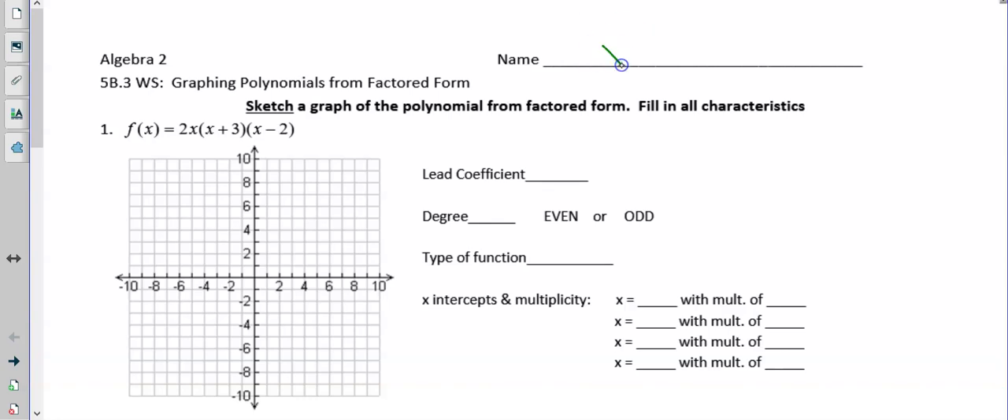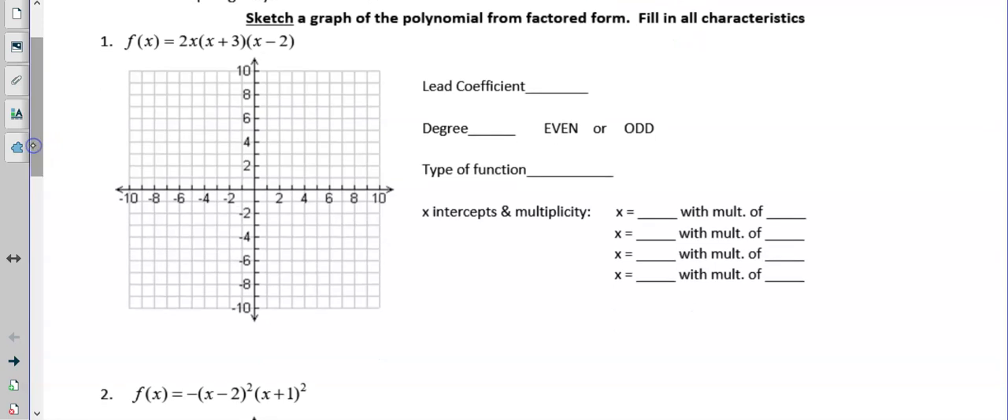All right, 5.8, sorry, 3. All right, so here we're in intercept form. So remember, we're going to look at each one of these to find the x-intercepts. So 2x means an intercept of 0. X plus 3, if you set it equal to 0, gives you -3. And x minus 2 is going to give you +2, right?